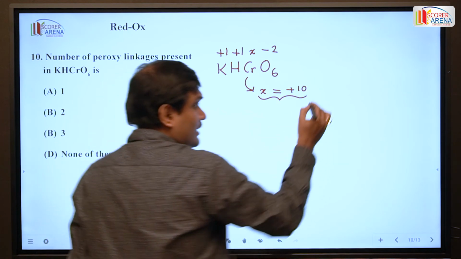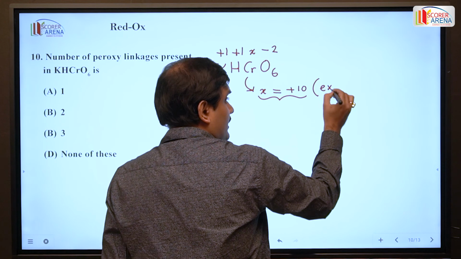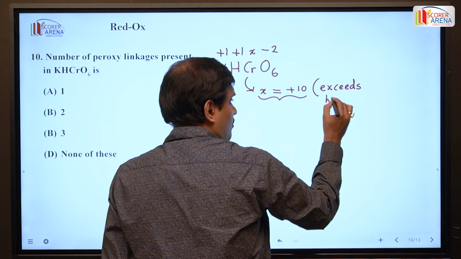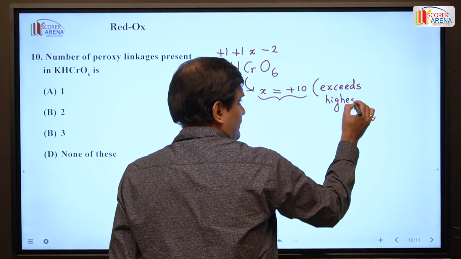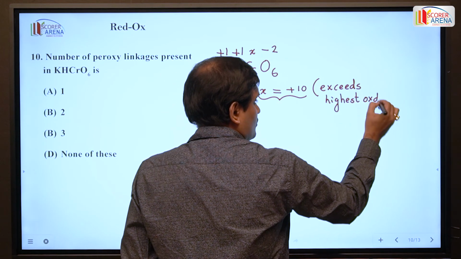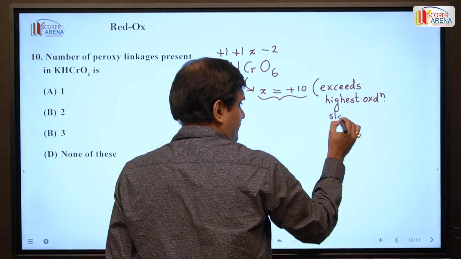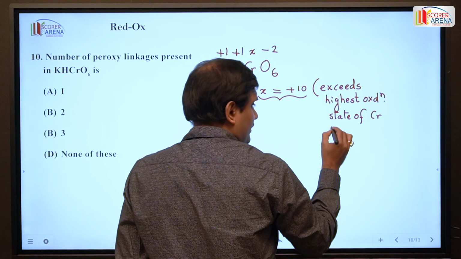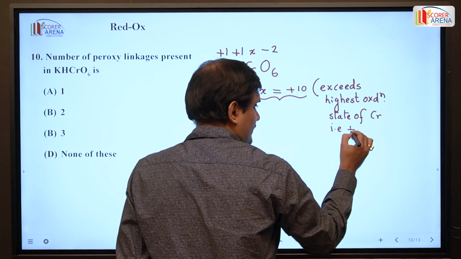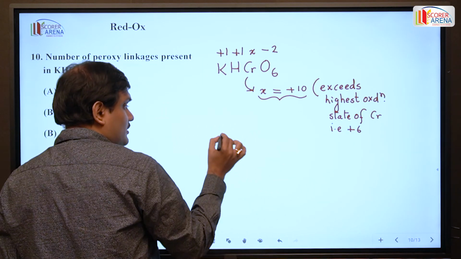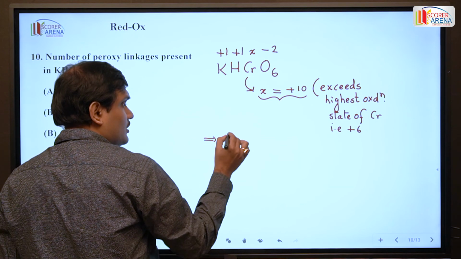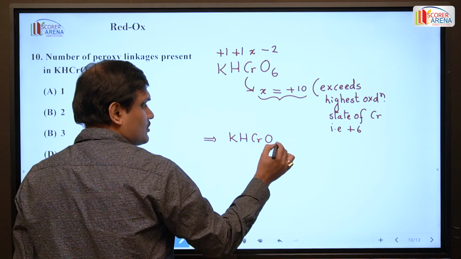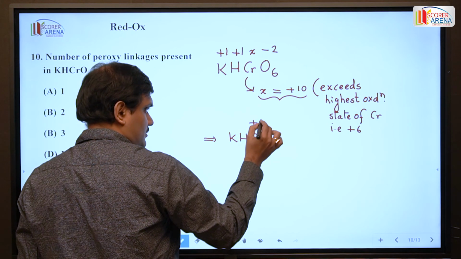So it exceeds the highest oxidation state of chromium, that is +6. So in that situation, I will definitely say that in KHCrO6, chromium will be +6.